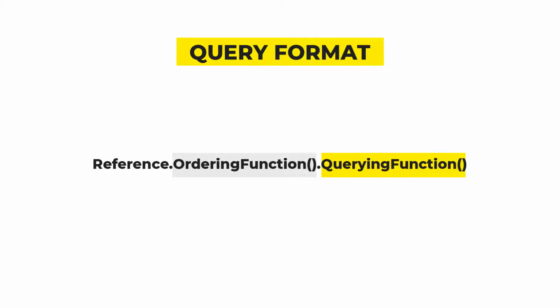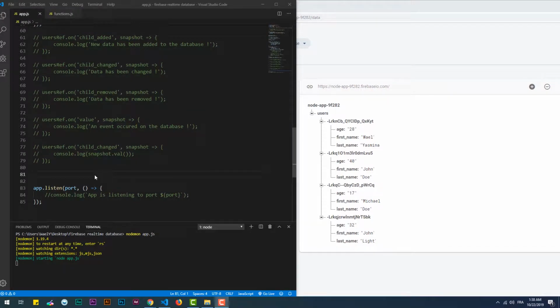A query in Firebase Realtime Database is composed of a reference, an ordering function, and a querying function. The first ordering function that I'll use here is order by key, which will order the children of the reference based on their keys.